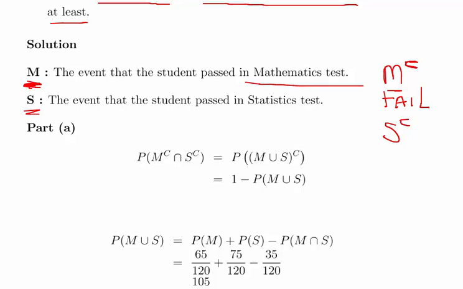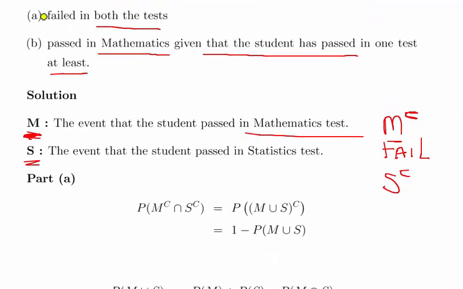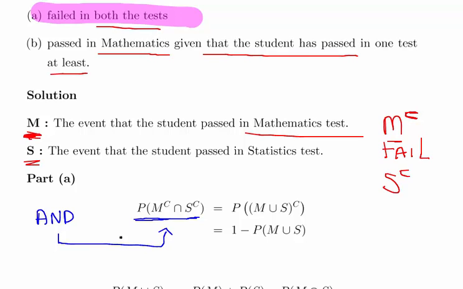Now, the first question here is, what is the question? It is failed in both tests. So we want to find out the probability of failing in mathematics and failing in statistics. That's how we would write it here. So M superscript C intersection S superscript C. Intersection, that's the cap symbol. It's okay really to say "and" if you're new to this. Failed maths and failed statistics.